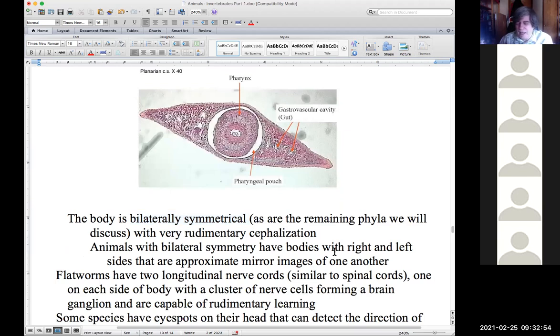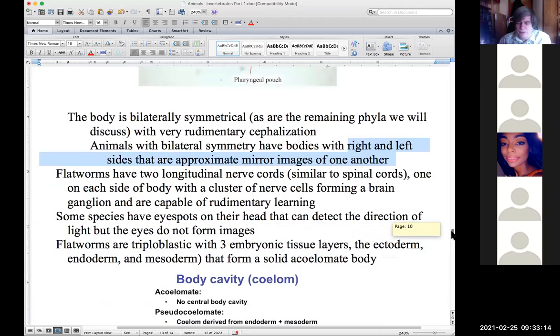So if we look at animals with bilateral symmetry, the right and left halves are approximately mirror images of each other. As we said the other day, if you think of a person, there are a few differences. The gallbladder and the appendix are on the right side, the heart is up more on the left side, but mostly our right and left sides are pretty good mirror images of each other.